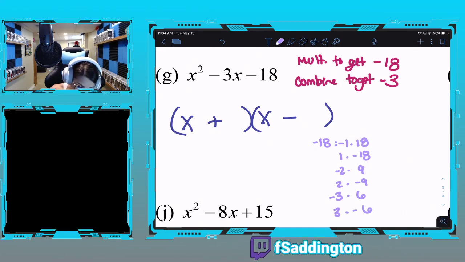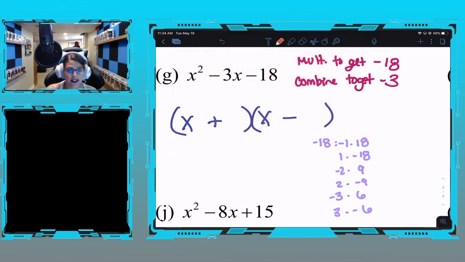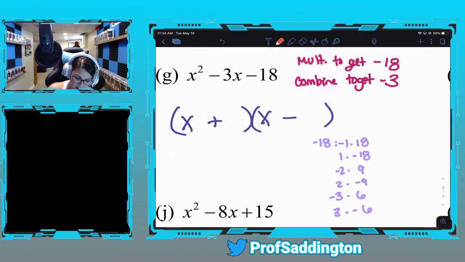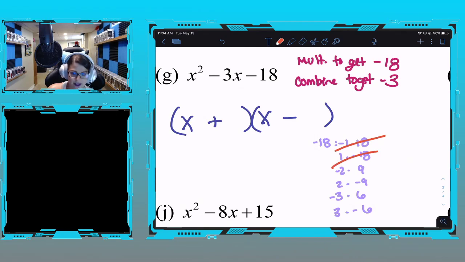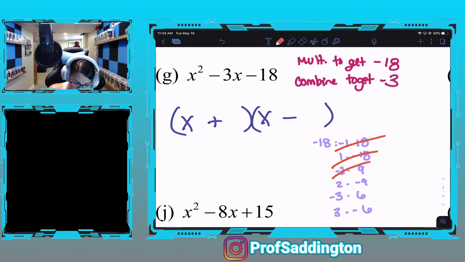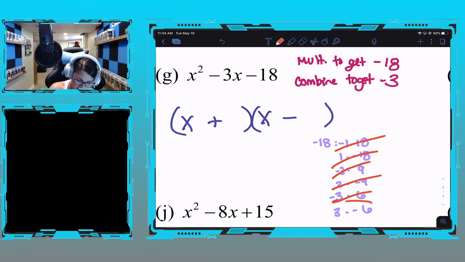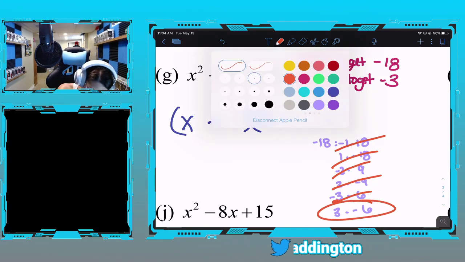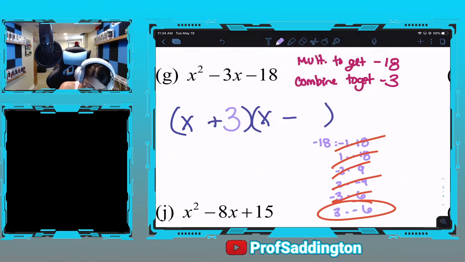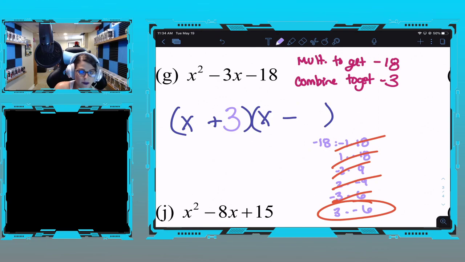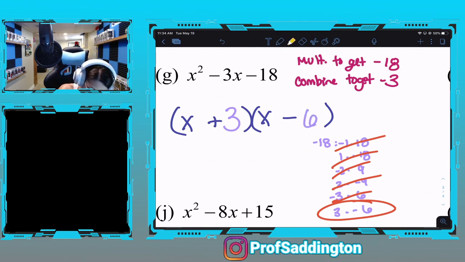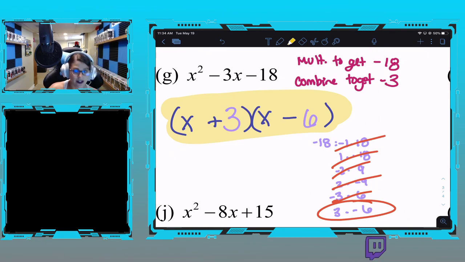All right, one of those must combine to give us a negative 3. So negative 1 plus 18 is 17. This one will be negative 17. Negative 2 and 9 gives me 7. Does not work. 2 and negative 9 gives me negative 7. Negative 3 and 6 gives me positive 3. So closer, but still. And 3 and negative 6 does give me negative 3. So in here, my 3 must be positive and my 6 must be the negative one. Very good. And again, you can check these in your calculator.